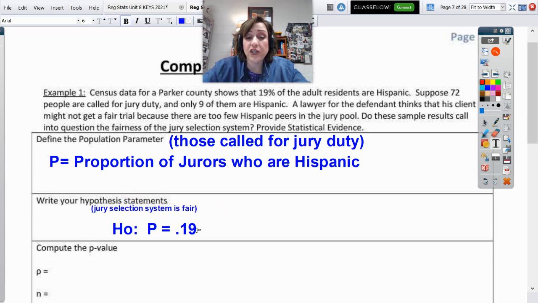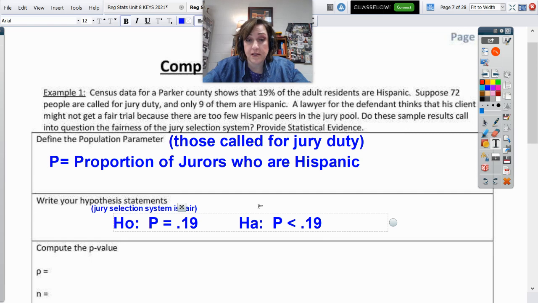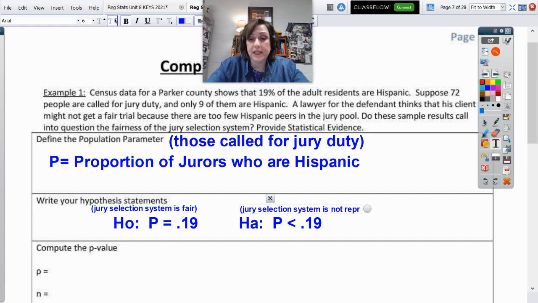Okay, well, what's the alternative? What do we fear might be happening? And so that is that we say HA, the alternative, is that we have too few. HA, we are worried that the jury selection is bringing in too few Hispanics. Okay, so that is our alternative hypothesis. And of course, that is then saying that in this case, the jury selection system is not representing Hispanics well.